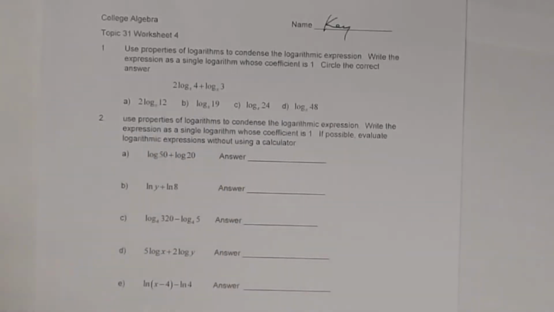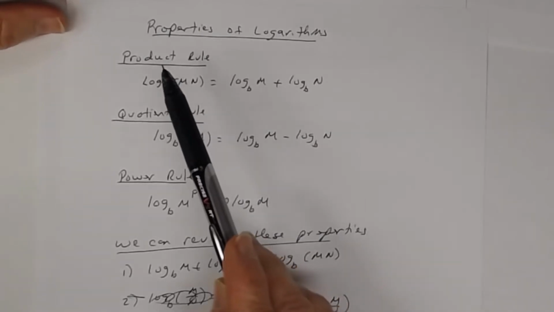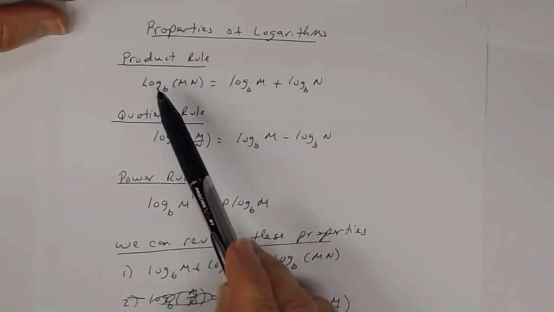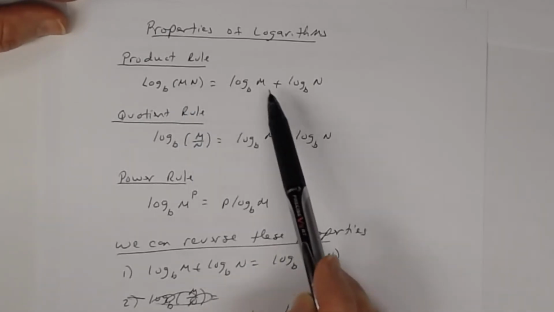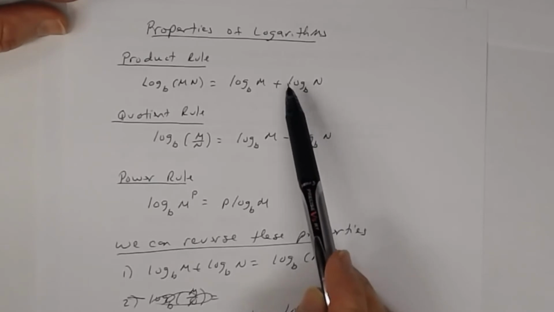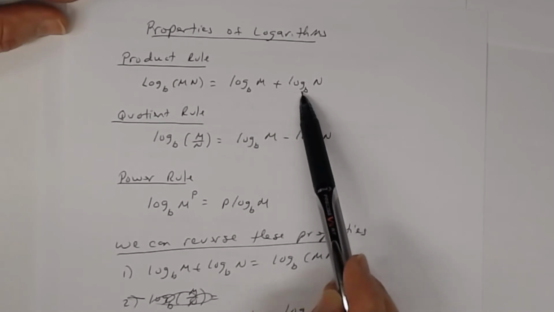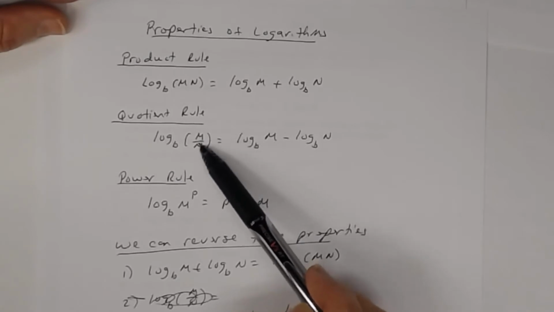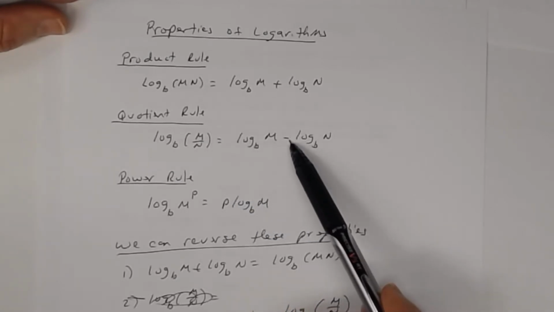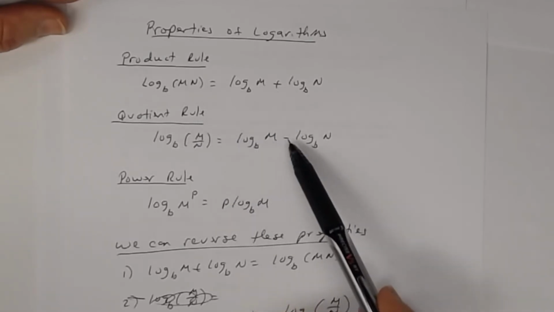So remember though, you need to remember your properties. So let's real quick talk about what properties you're going to be using with this worksheet. One of the properties you learned was the product rule. So when you take the log of a product with some base b, then you can write the product as a sum of two logarithms. So you have the log of m plus the log of n base b. Quotient rule is division. So when you have the log of a quotient, then that becomes a subtraction, a difference. So that's the difference of two logarithms. So product is sum, quotient is difference.